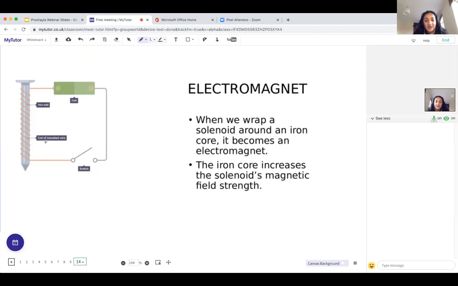So electromagnets have lots and lots of uses because they've got so many kind of functions. We can turn them on and off. They can be really strong. We can make them stronger. We can make them weaker. So really, really good applications that electromagnets have.